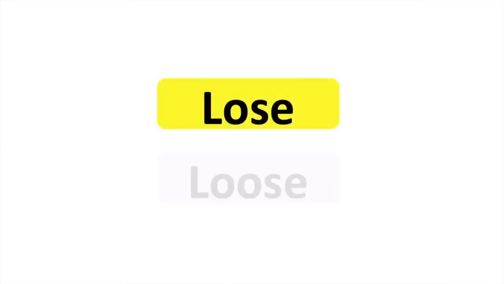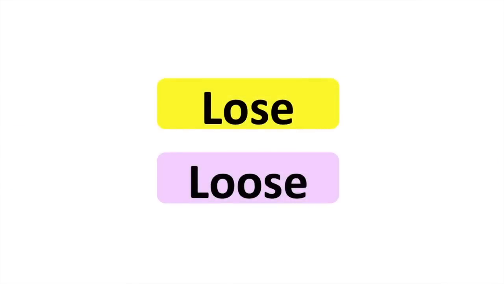Lose, loose. As we can hear, there is a difference in pronunciation. Lose has a Z sound. Loose has an S sound. There is also a difference in spelling. Lose has one O. Loose has two O's.